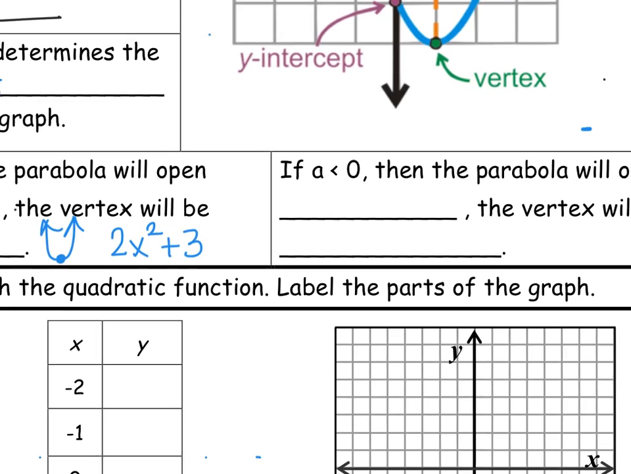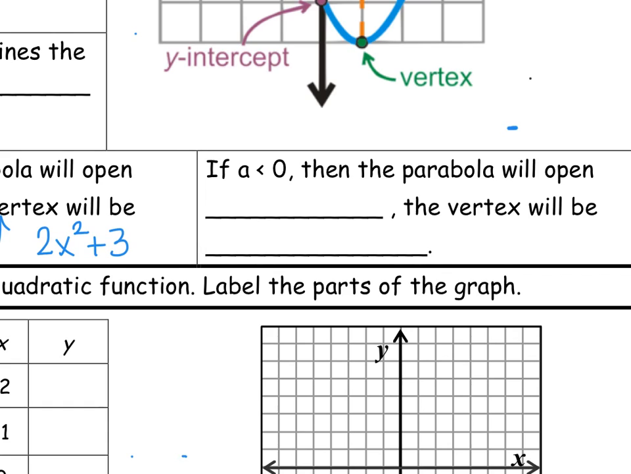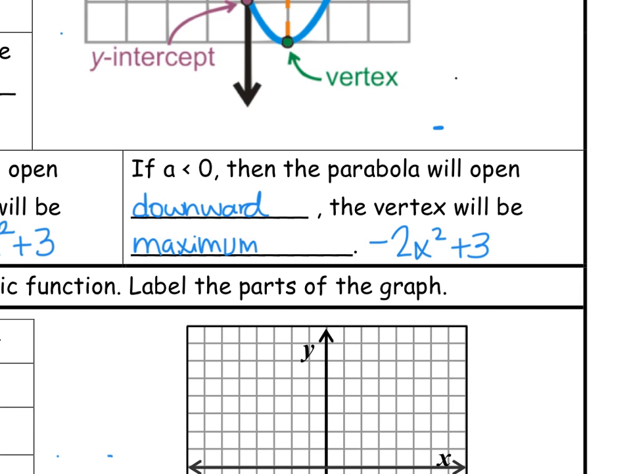The opposite of that is also true if we have a negative coefficient. For example, if I had negative 2x squared plus 3, the coefficient of x squared is -2, so that means our parabola is going to open downward, and the vertex will be a maximum. So it's kind of counterintuitive. If the coefficient of a is negative, our parabola is going to open this way, and our vertex is right there, so it'll be a maximum.